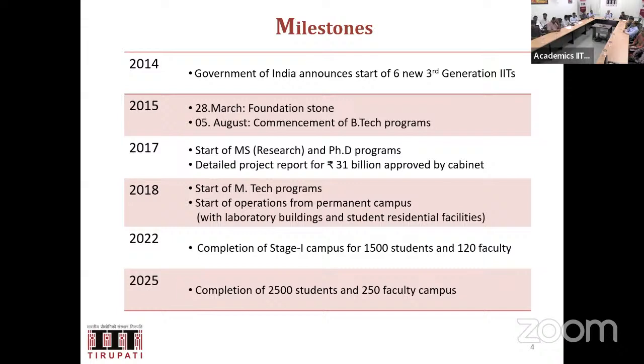We then started the chemical engineering program in the BTech stream in 2018. So right now we have 5 branches of engineering. And then in 2017, we started our Master of Science by Research and PhD programs.